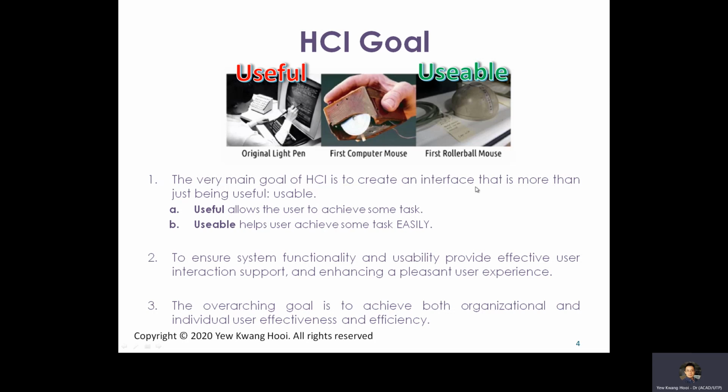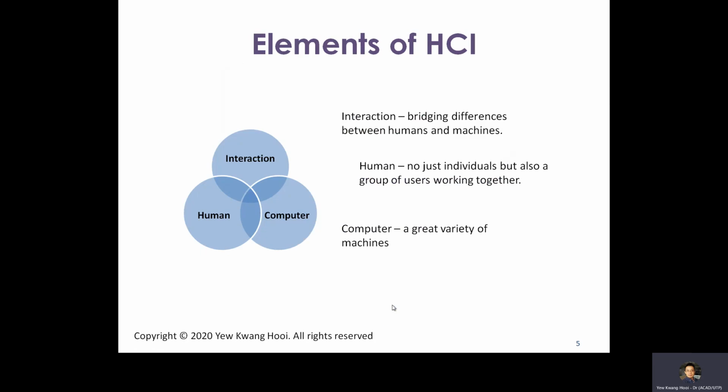So why does software need to be useful and usable? The main goal is to achieve organizational and individual effectiveness as well as efficiency. We want the task to be effective and also efficient: fast, easy, and consuming fewer resources.